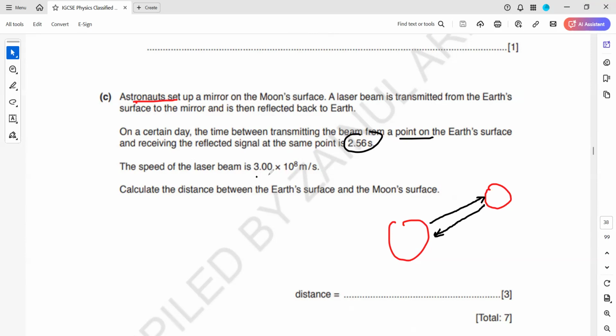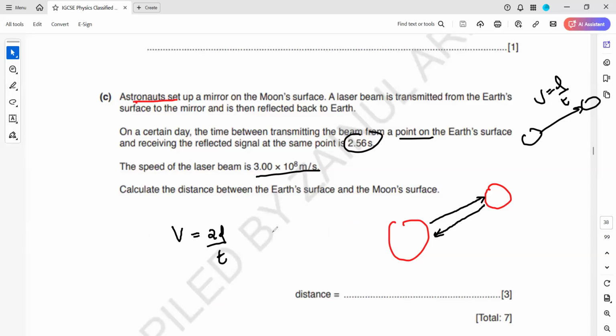The speed of a laser beam, because it's a light wave, the speed of electromagnetic waves, is 3 times 10 to the power 8 meters per second. Calculate the distance between the Earth's surface and the moon. Whenever there's an echo or a reflection, what is the formula we use? We use the formula speed is 2d over t, because in an echo it's twice the distance since it goes and then comes back. If it was only traveling from one end to another, then we would use speed is distance over time. But this time is the total time and this distance is twice.